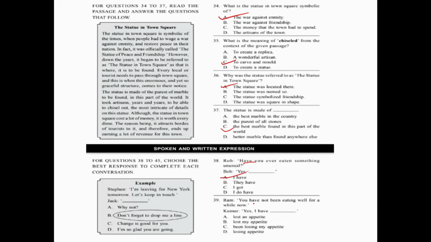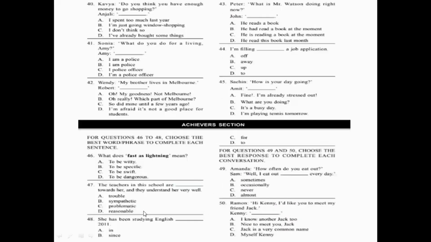Now, Ram: You have not been eating well for a while now. Kumar: Yes, I have dash. Here it is mentioned that he's not been eating well for a while now. Why? Because he has lost his appetite, meaning desire to eat. Appetite means the desire to eat. So he has lost that thing. Yes, I have lost my appetite. So option B is our correct answer. Now, Kavya: Do you think you have enough money to go shopping? Anjali.